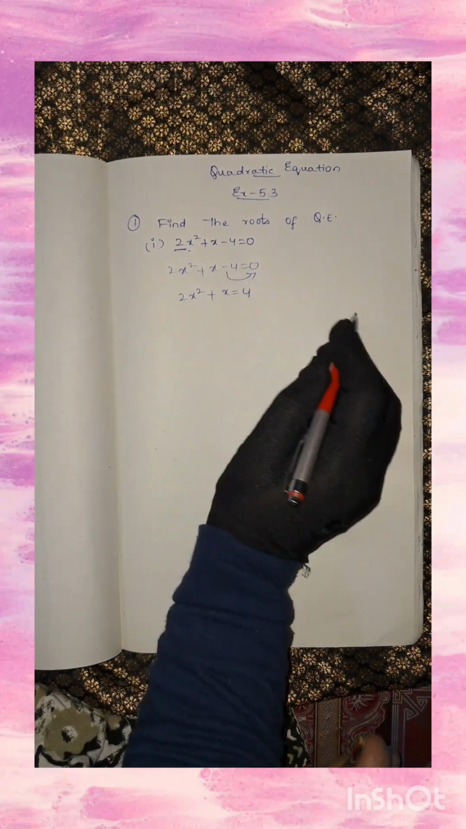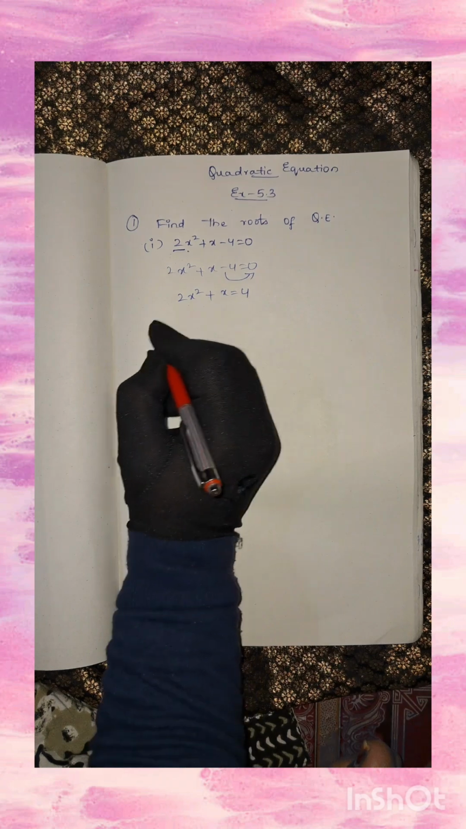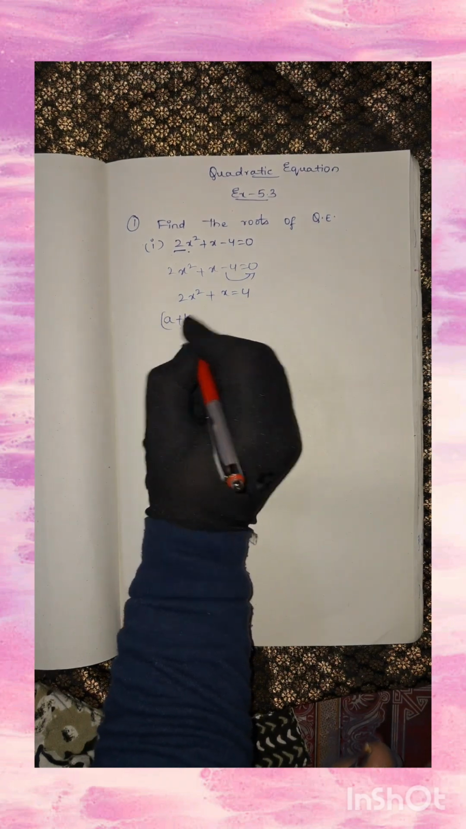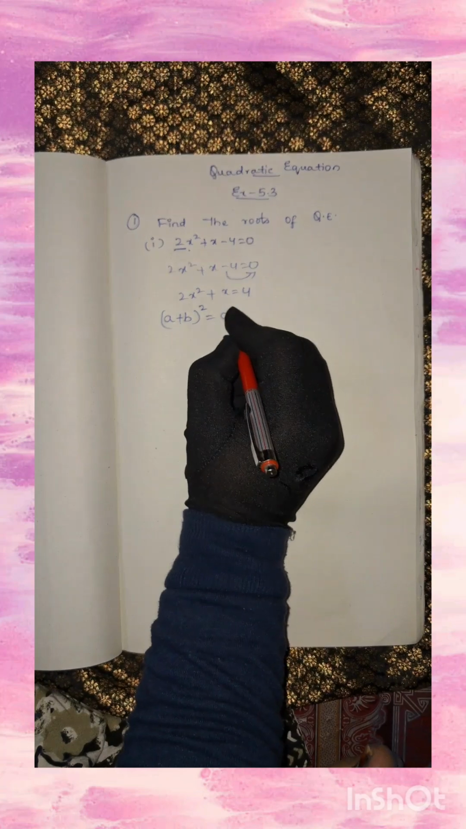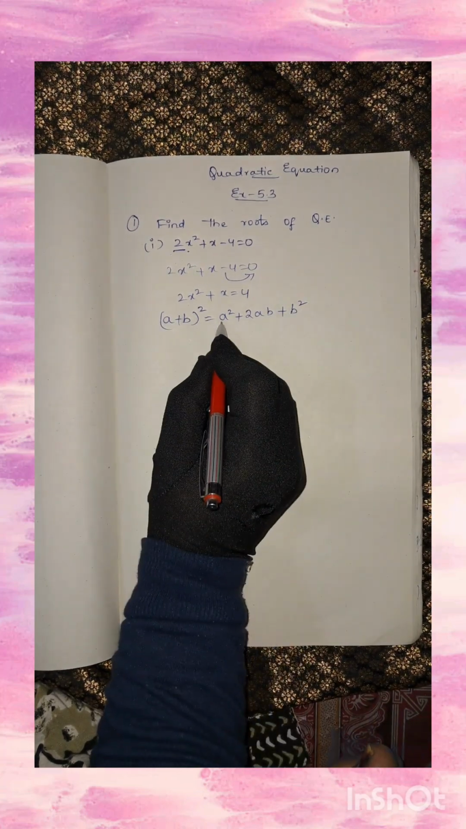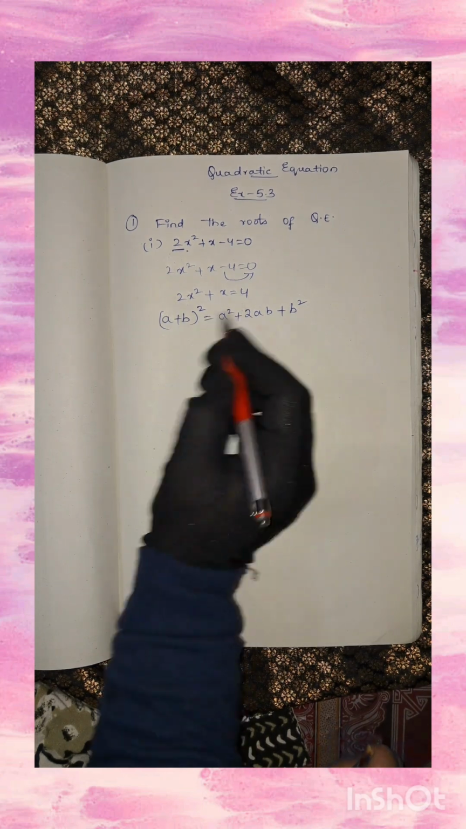A is 2. Okay, if we want to factorize this, we need to write it in the form of a plus b whole square at least, so that it should be a square plus 2ab plus b square. But what is a here? Here a is 2. What is b? B is not there, right? So how will we do?